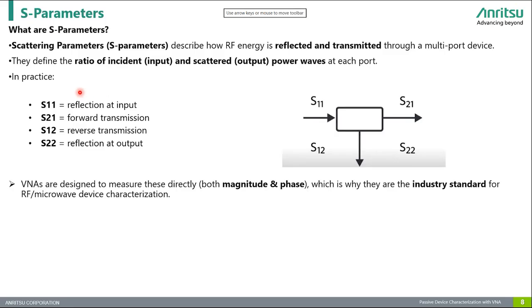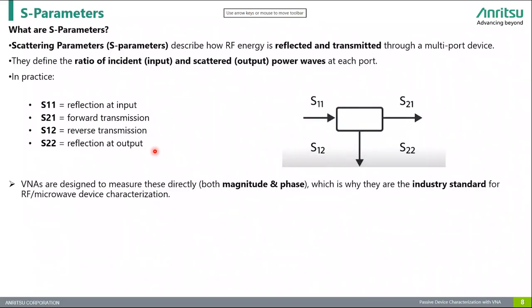Previously, we explained S11, S21, S12, and S22, where S11 represents the input reflection coefficient. That means how much of the signal is reflected back from port 1. S21 is the forward transmission coefficient, meaning how much signal travels from port 1 to port 2. S12 is reverse transmission, which is how much signal travels from port 2 to port 1. And S22, the output reflection coefficient, indicates how much signal is reflected back from port 2.